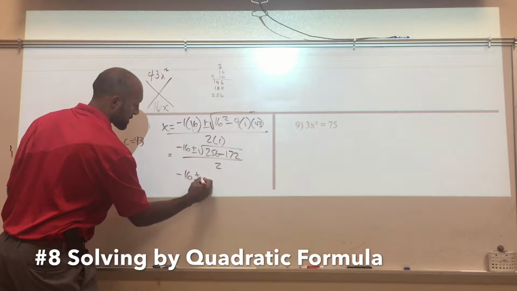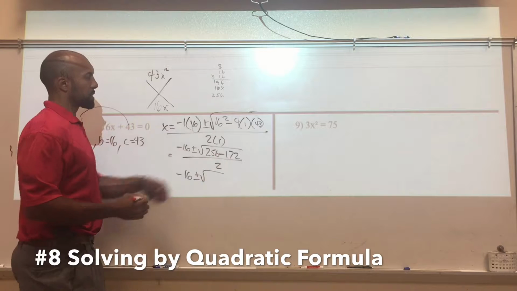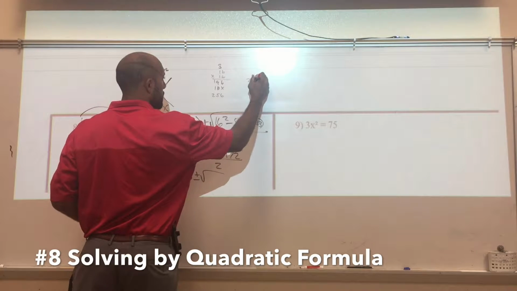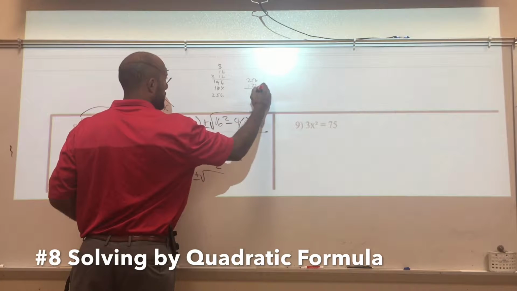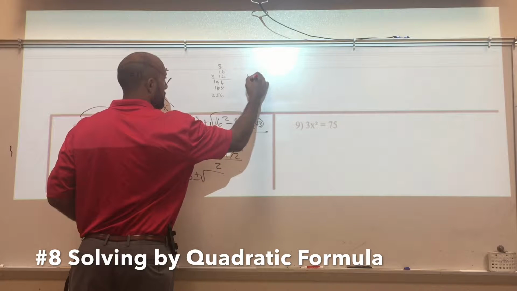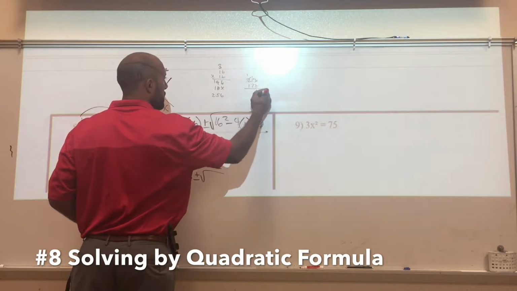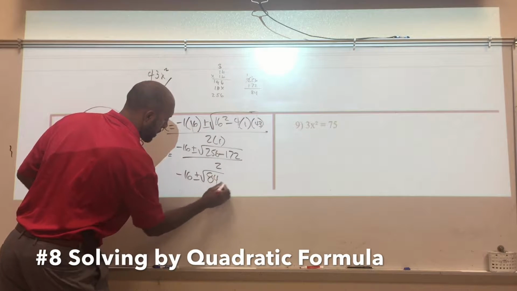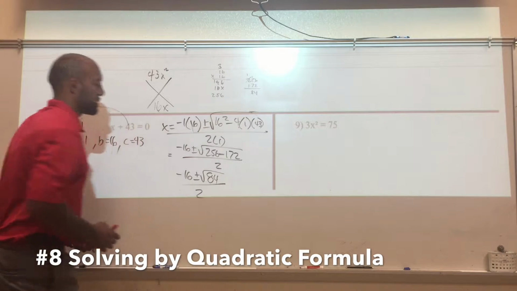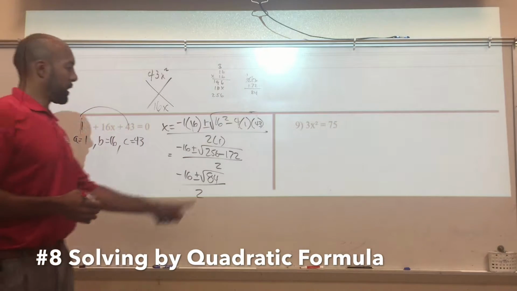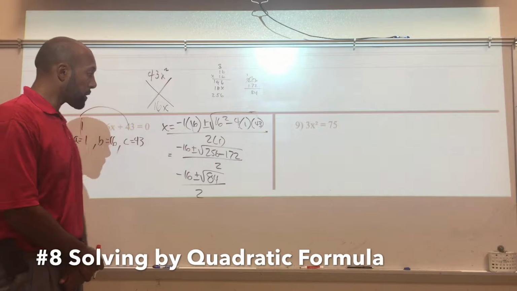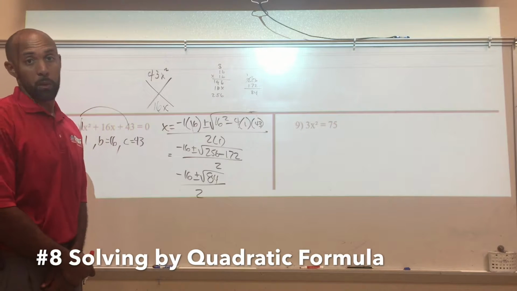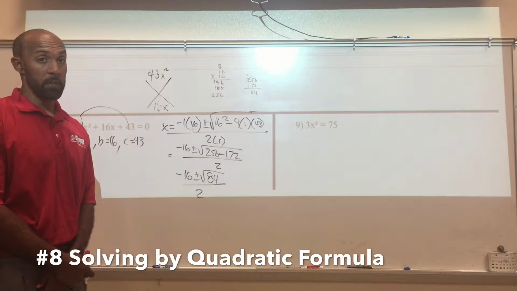Still have negative 16 out here. 256 minus 172, we have 84. All right. So now here's the problem. If I take the square root of 84, I'm going to get a decimal number. So that means you're going to need to bust out a calculator.